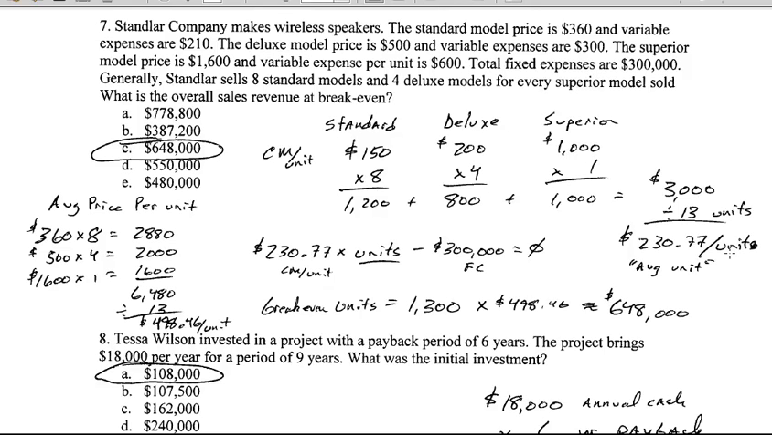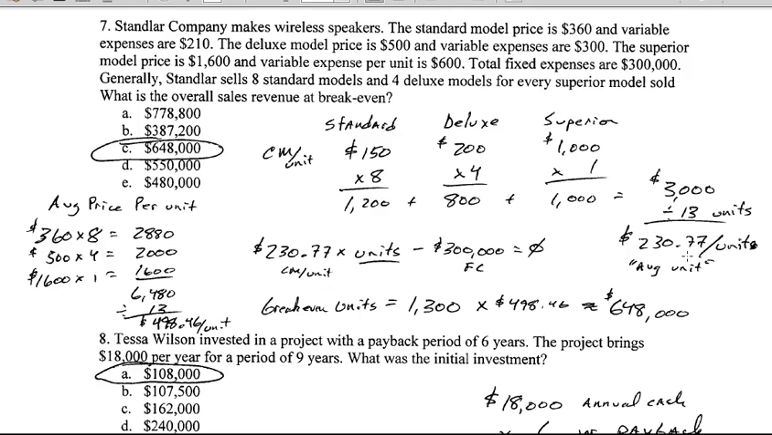Another method to calculate weighted average contribution margin is instead of multiplying this out by the number of units, you can multiply it out by the percentage. Okay, so you can multiply it by the sales mix. So the sales mix for the standard is 8 divided by 13. So you can do 150 times 8 divided by 13. For deluxe, you could do 200 times 4 divided by 13, and then 1,000 times 1 divided by 13. Then add up what you get, and that will also bring you to the 230.77. So either way works. There's a couple different methods.